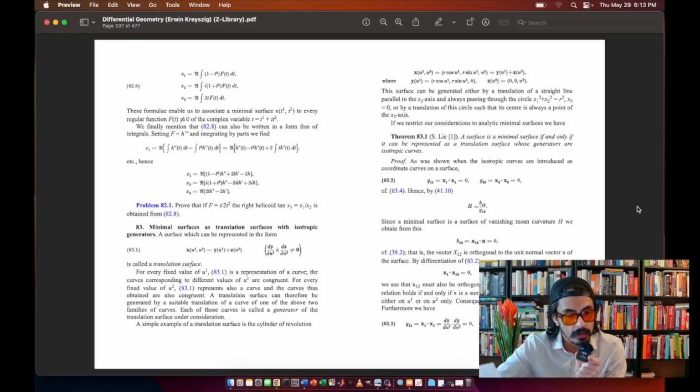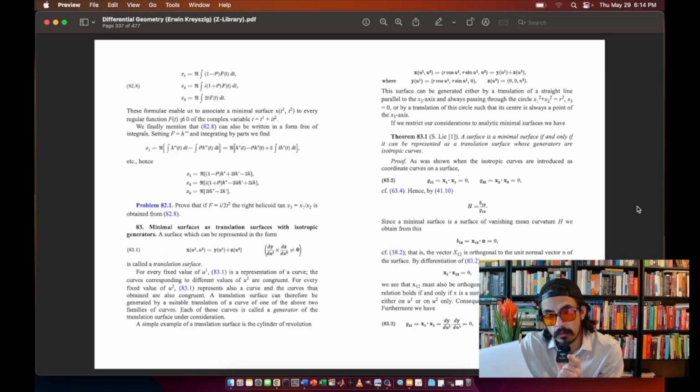Okay, I haven't even read the representation that's in the book. So we have x sub 1 equals the real part of the integral of the quantity 1 minus t squared, times capital F of t dt. Second, we have x sub 2 equals the real part of the integral of i times the quantity 1 plus t squared, times capital F of t dt. And finally, last but not least, third, x sub 3 equals the real part of the integral of 2 times t times capital F of t dt. Okay, that's one way of doing it.